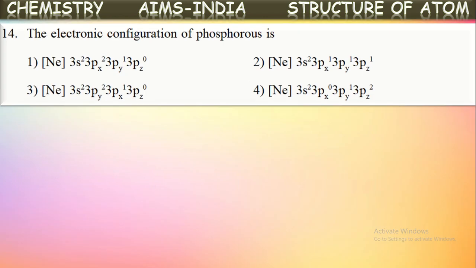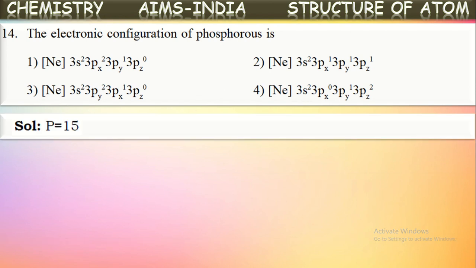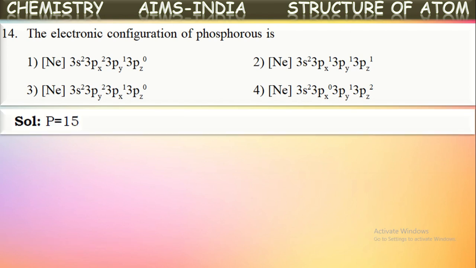Next, the electronic configuration of phosphorus is. To know the electronic configuration, first of all, we should know the atomic number of the element. If we know the atomic number, we come to know the number of electrons present in that atom. If we know the number of electrons, then we can write the electronic configuration. So let us come to the atomic number of phosphorus. What is the atomic number of phosphorus? It is 15. It means there will be 15 electrons in phosphorus. So for 15 electrons, we have to write the configuration. How can we write it?